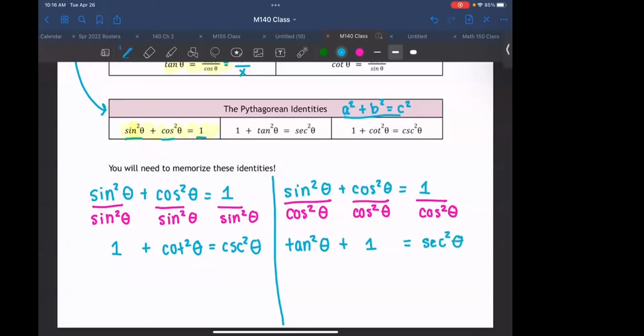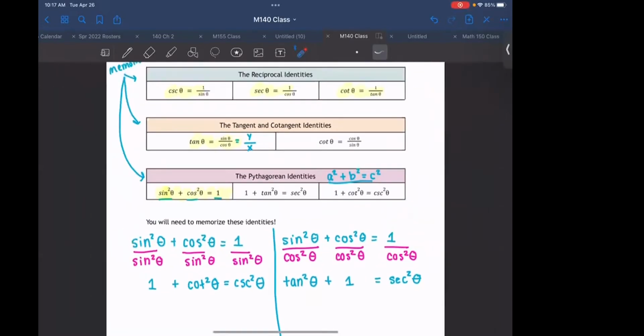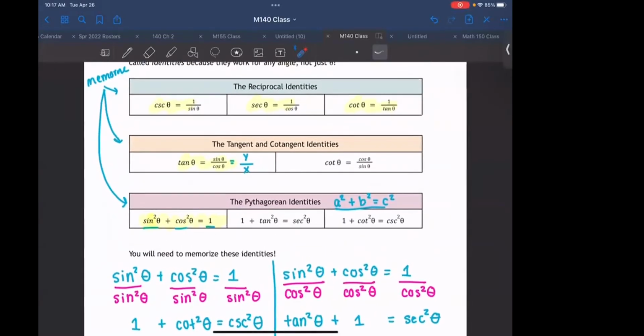Okay, let's step back. We started out with sine squared plus cosine squared equals 1. We did the same thing to every single term in the equation, and we ended up with 1 plus tangent squared equals secant squared, which is actually the middle one on the chart. As long as you know the first Pythagorean identity, you can figure out the other two by dividing by sine squared or cosine squared. I know I told you to memorize all of them, but as long as you memorize the ones I have highlighted, you should be okay with getting everything else.